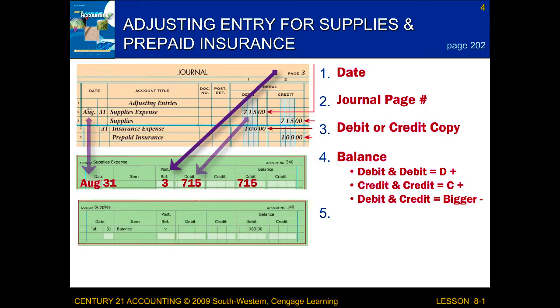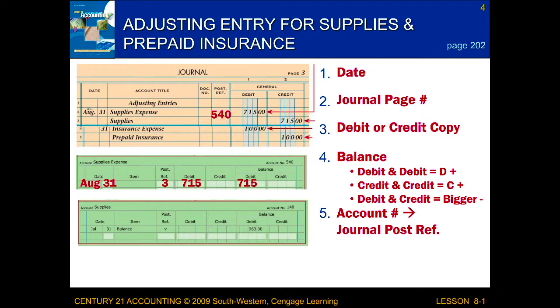The last step in posting, if you recall, is to cross out the X. And that means that we take our account number on our general ledger and we need to put that in the post reference column of the journal. So if I'm looking at the journal, I'm going to see that this information is posted to account number 540. And that's going to fill out supplies expense. Then I would go down, I'd do the same thing with supplies.